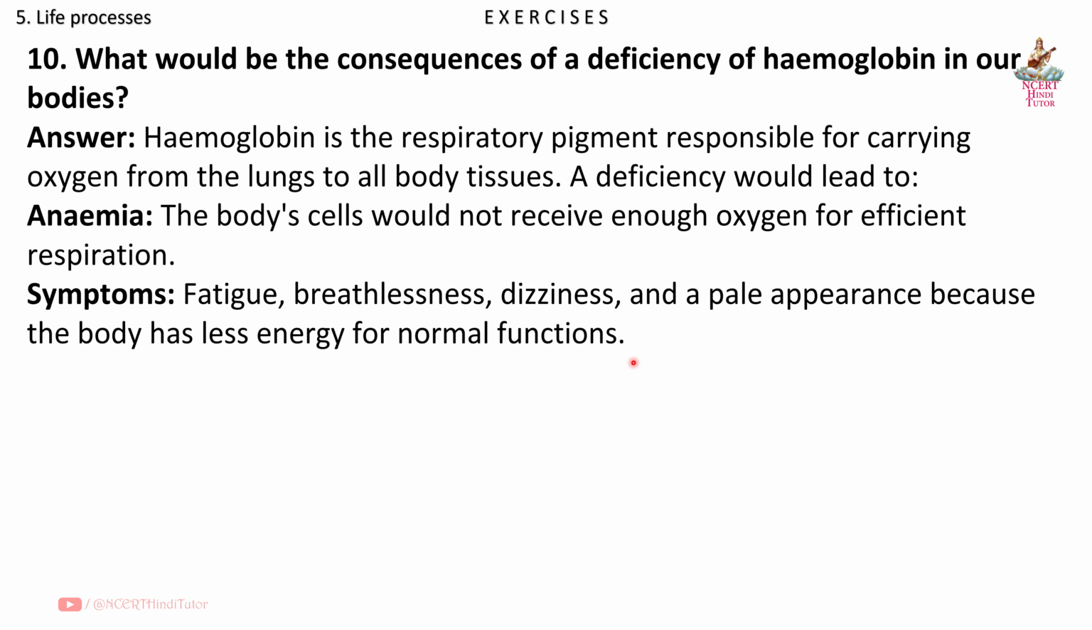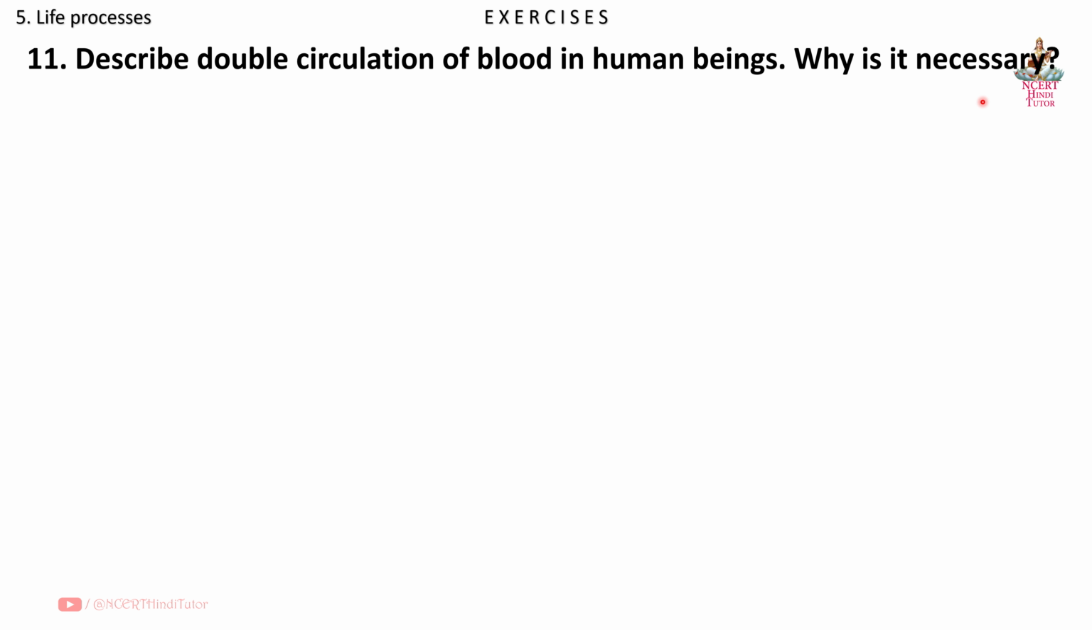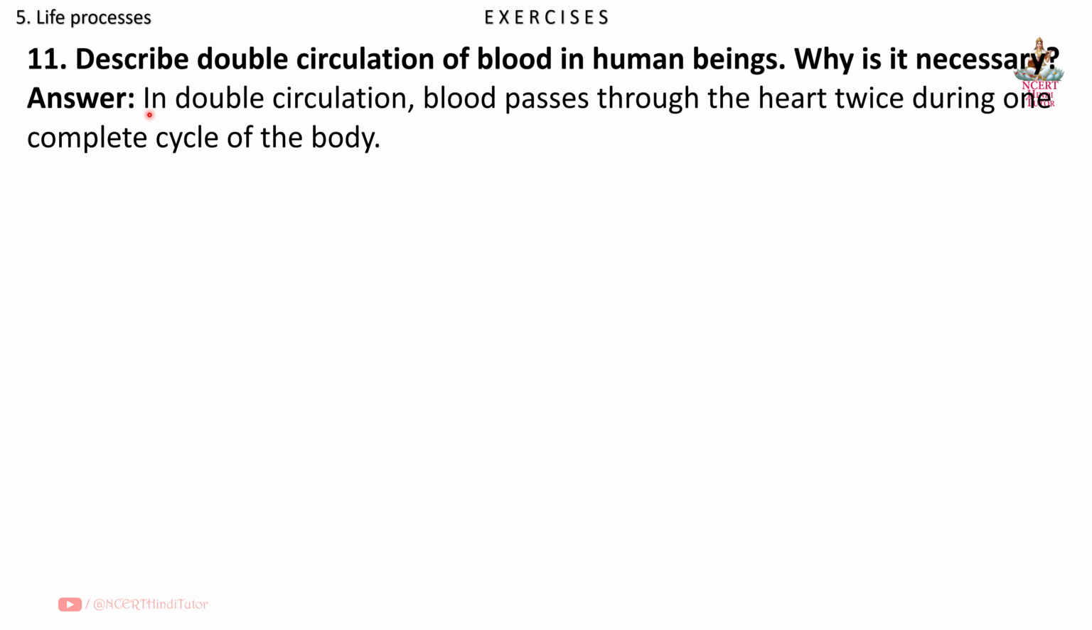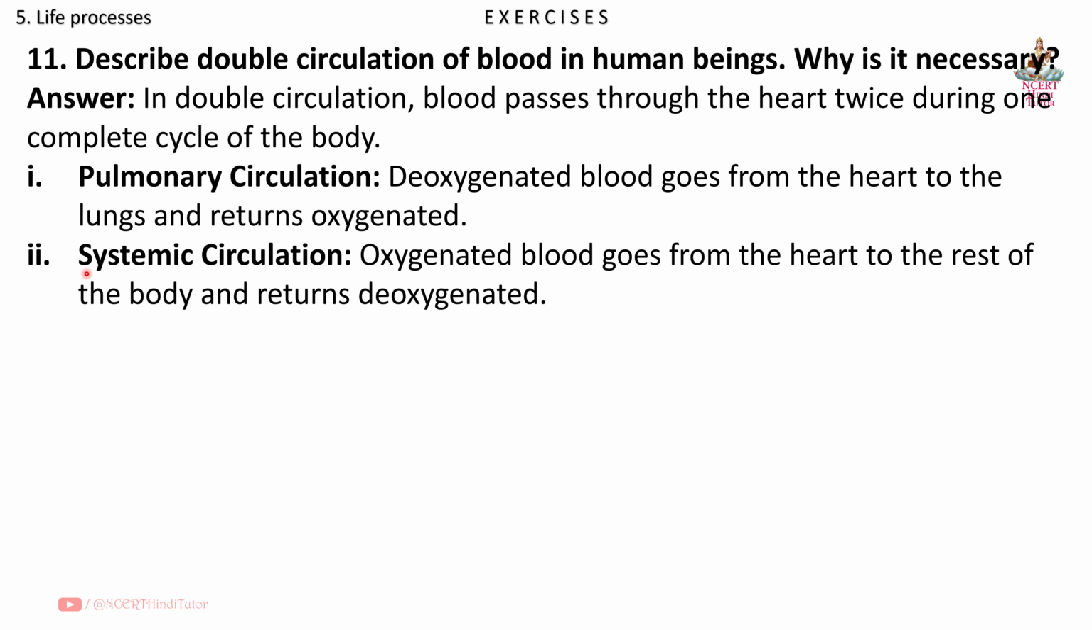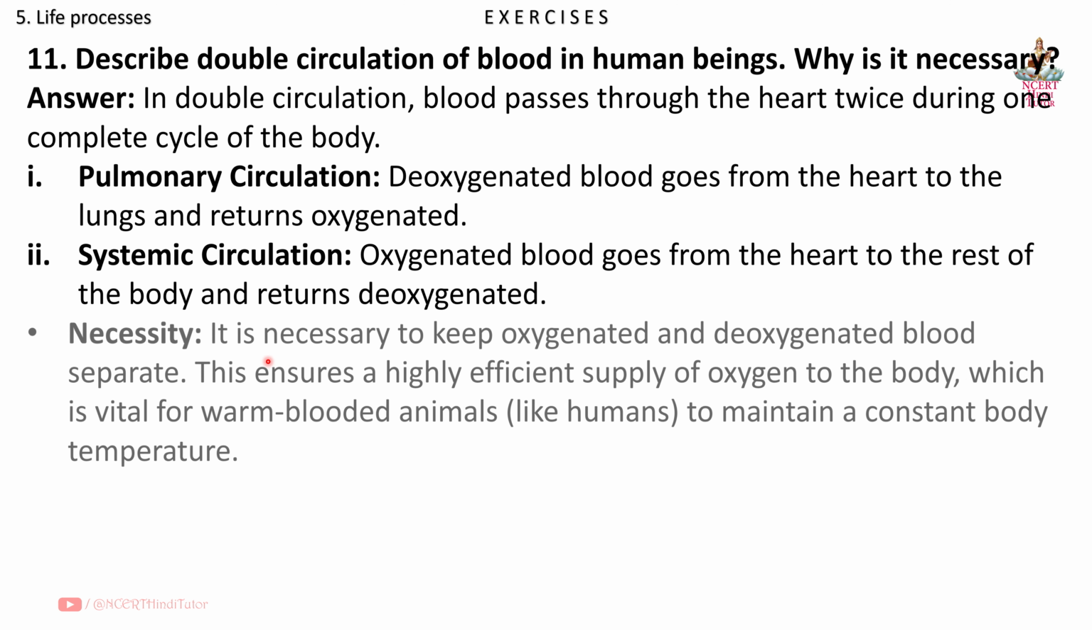Question 11. Describe double circulation of blood in human beings. Why is it necessary? Answer. In double circulation, blood passes through the heart twice during one complete cycle of the body. First, pulmonary circulation: deoxygenated blood goes from the heart to the lungs and returns oxygenated. Second, systemic circulation: oxygenated blood goes from the heart to the rest of the body and returns deoxygenated.